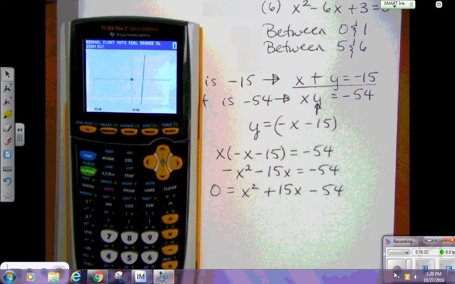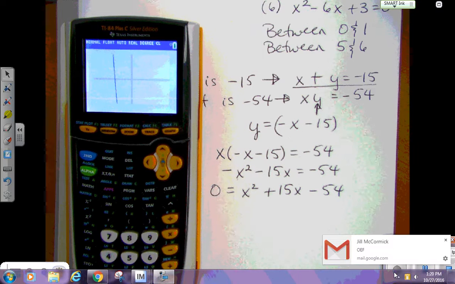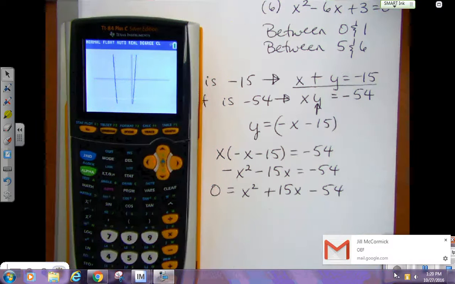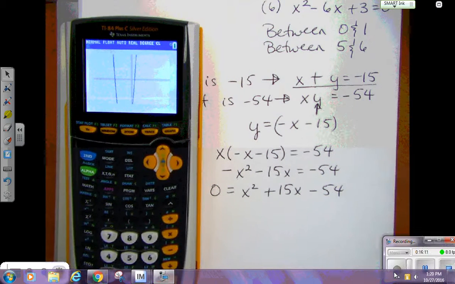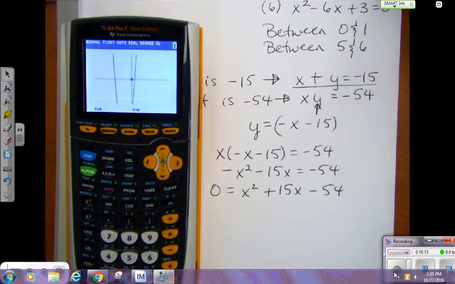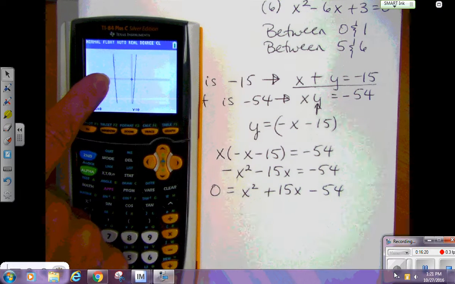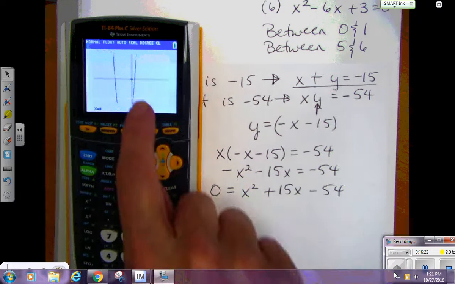You still can't see the bottom of it, but I don't really need to see the bottom of it. I just need to see where it crosses the x-axis. Alright, so I can see it's way out here on this negative, looks like around 20, and then it's really close to the y-axis over here, like at negative 3 or something. So let's look at the table. Press second and table.